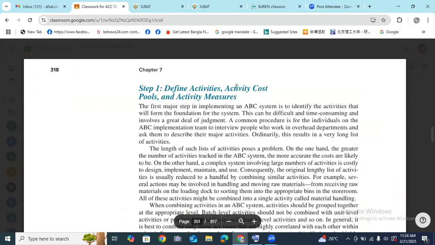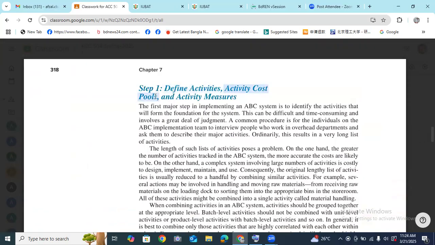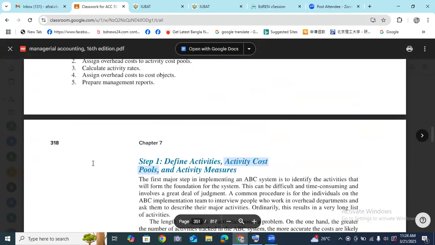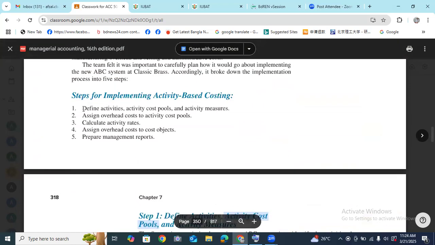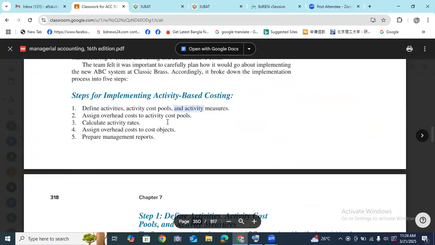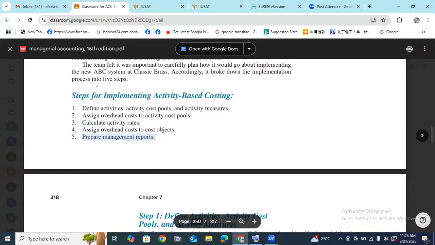Okay, define activity cost pools. What is an activity cost pool? In implementing activity costing, there are 5 steps. First of all, you have to define activities, activity cost pools, and activity measures. It is for only manufacturing overhead cost. Then assign overhead cost to activity cost pools, calculate activity rates, then assign the overhead cost to the cost object, then prepare management reports. These are the 5 steps.